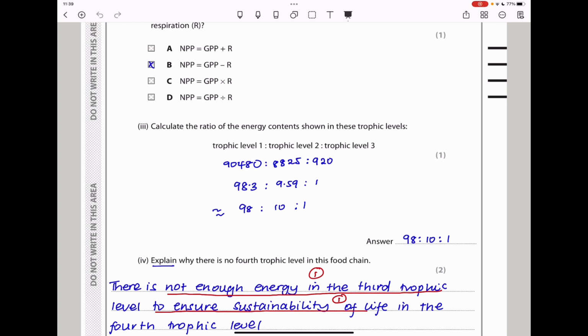However, the ratio should be in whole numbers. So I rounded this off to get 98, that off to get 10, and that off to get 1. So the answer is 98 to 10 to 1.